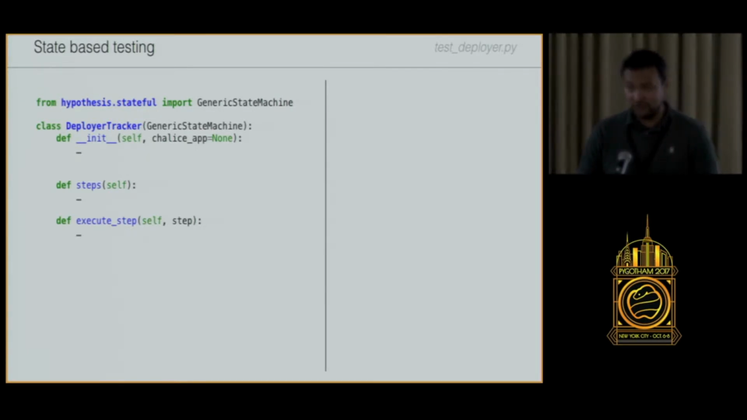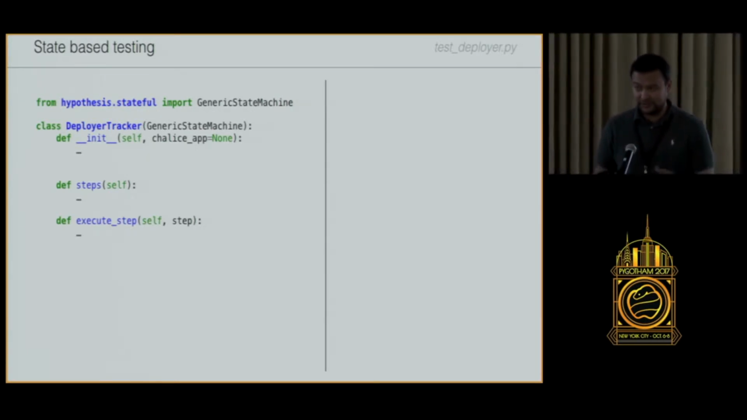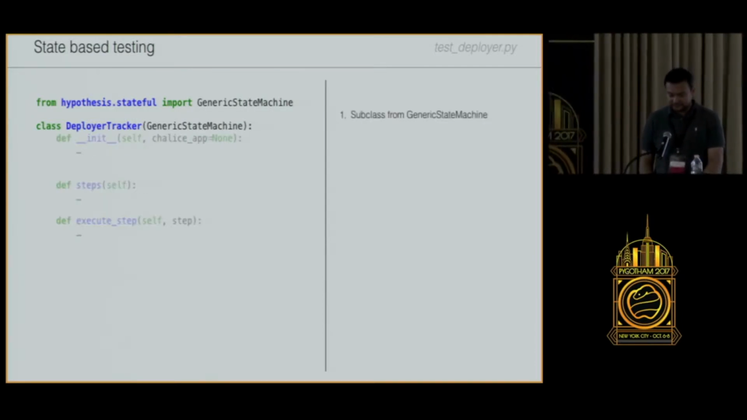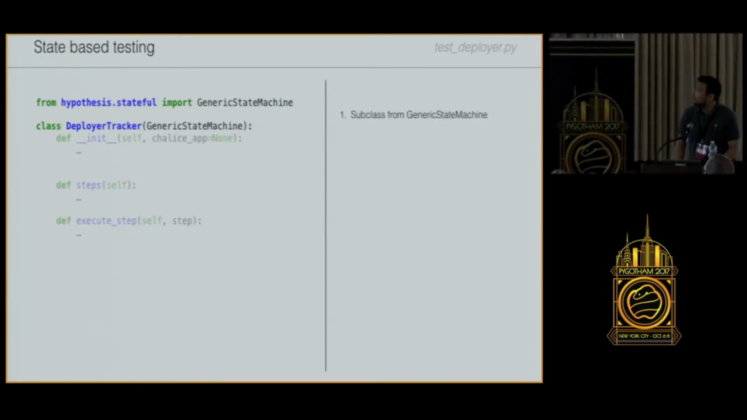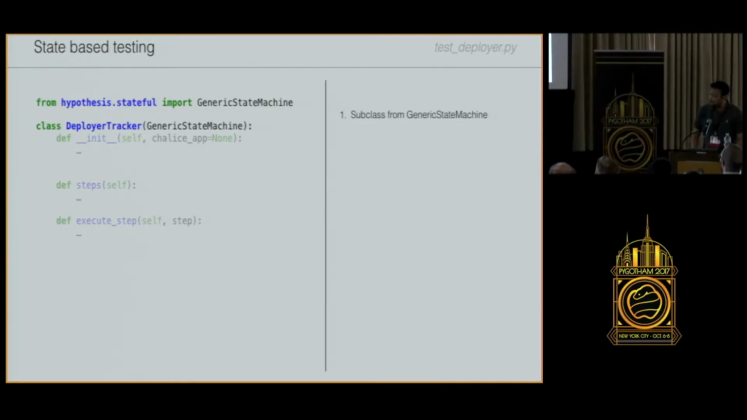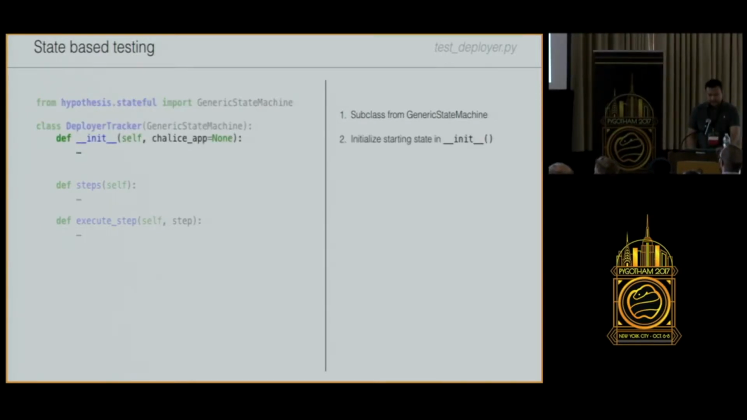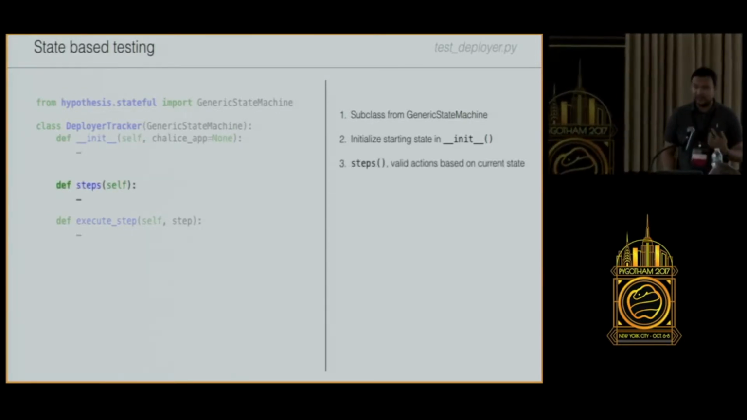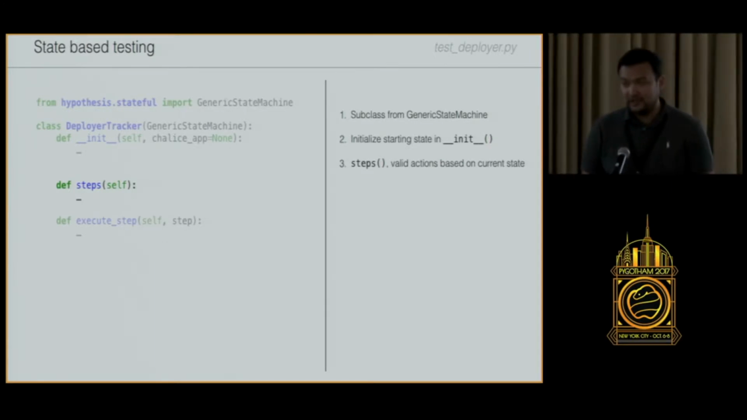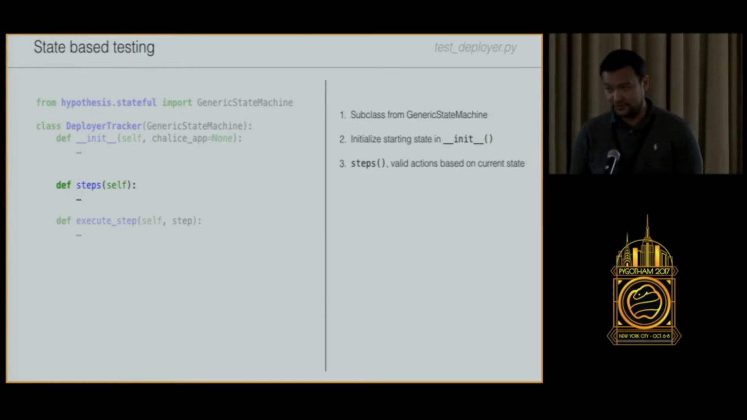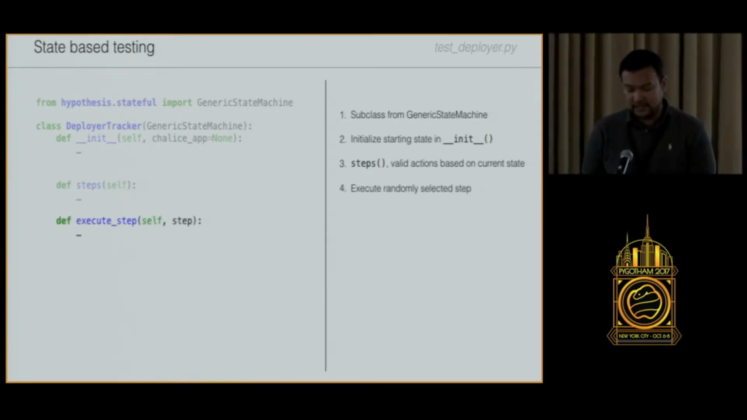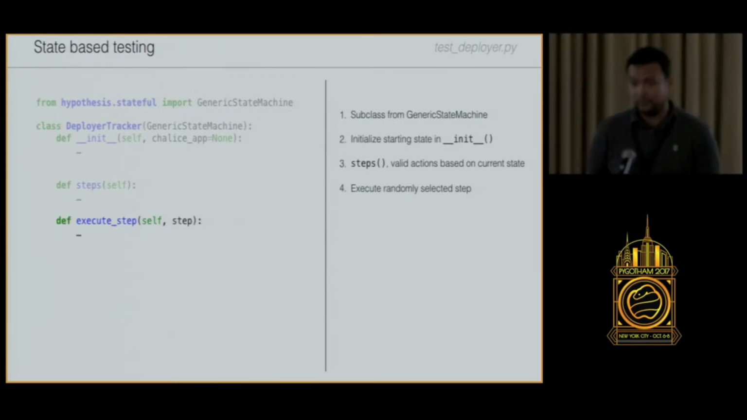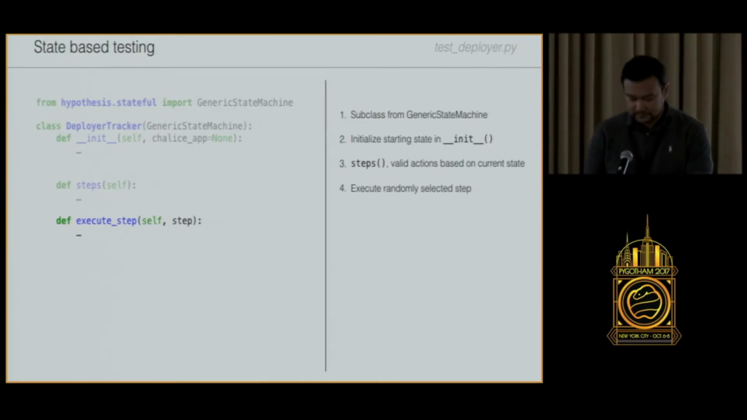I'll try to give you some realistic-looking code, but really I just want you to get the gist of how you would do this yourself. So the basic steps here: you just subclass from generic state machine, and then you implement your init, which initializes whatever state you have. You then have a set of steps that are valid. So in our case, you could say you can add a function or you can delete a function. Those are the valid steps. And then hypothesis will pick a step and ask you to execute it, and then you execute that step, whatever that means for your test.